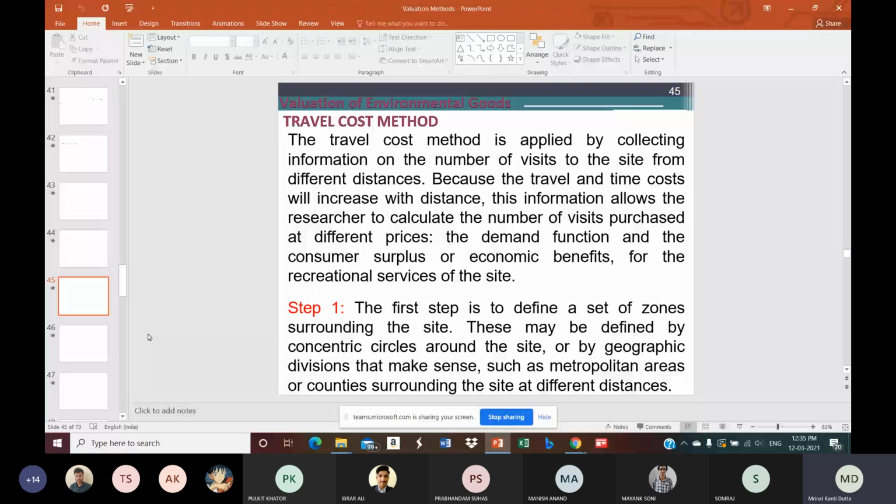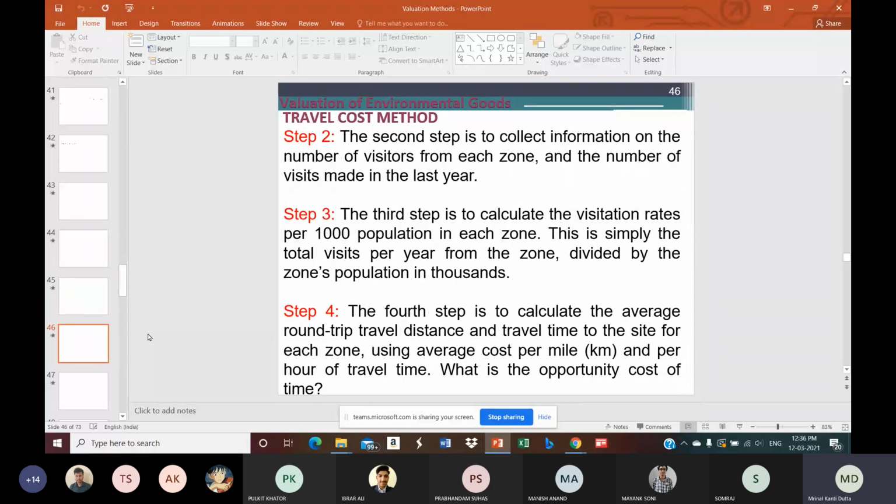The first step is to define a set of zones surrounding the site. This might be defined by concentric circles around the site or by geographic divisions that make sense. Sometimes we talk about metropolitan areas. In the case of Western countries, we can talk about counties, which might surround the site at different distances. For example, if we are talking about a place like Kamakhya, we might talk about different zones, like Bengal might be one zone, Bihar might be another zone, Delhi might be another zone, something like that. And this might be based on the distances from the site that we are considering for the travel cost method.